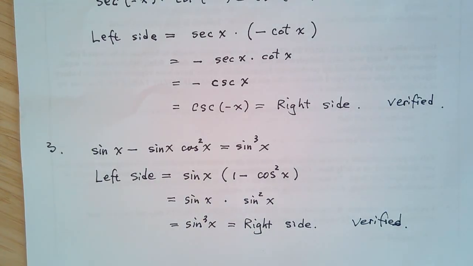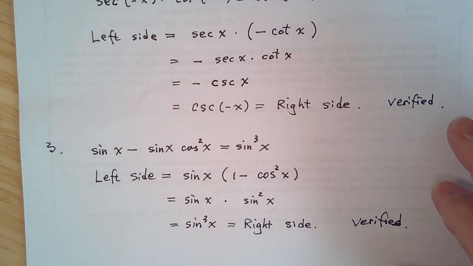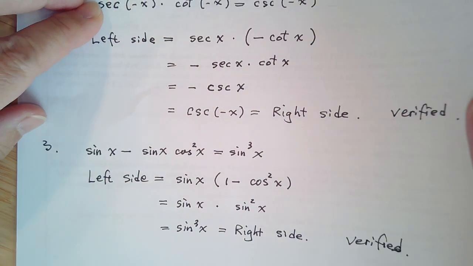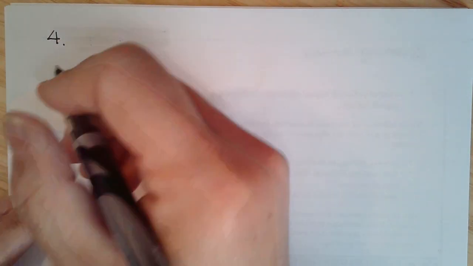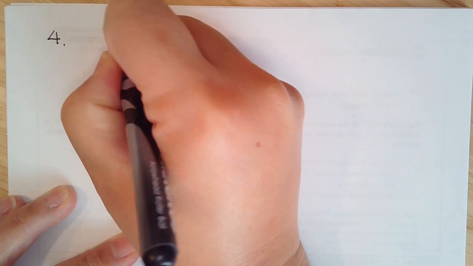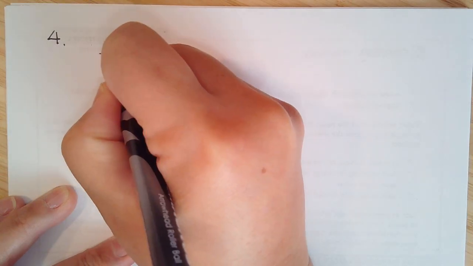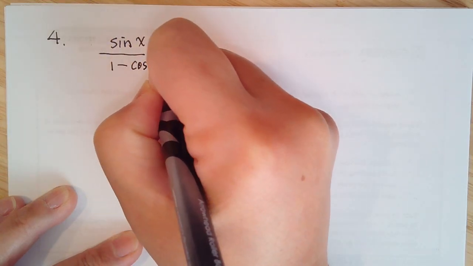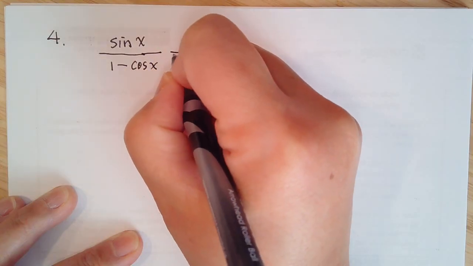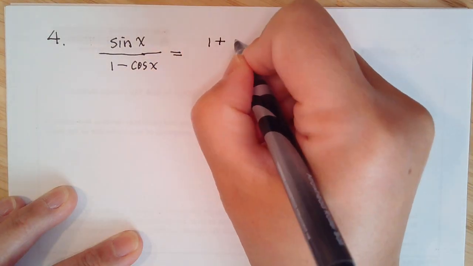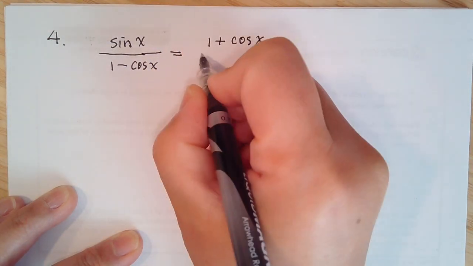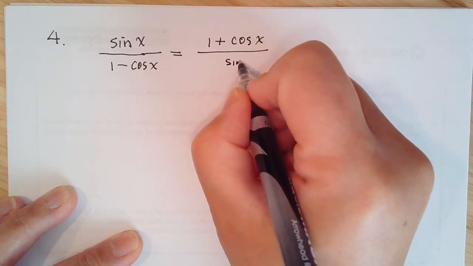Okay. So that's 3 simple examples of how to verify the basic identities. So let's keep going. I'll give you some more. I ask you to verify the following: sine x over 1 minus cosine x. I want you to show me that it's the same as 1 plus cosine x over sine x.